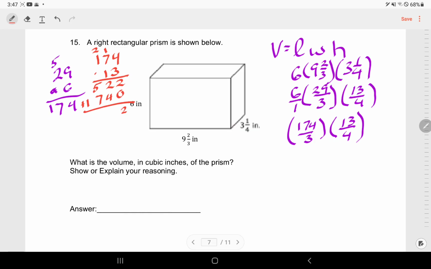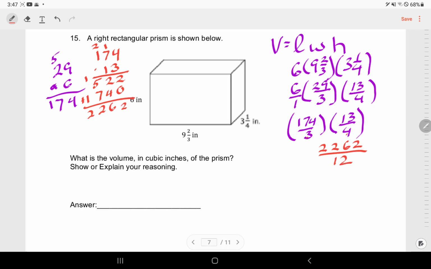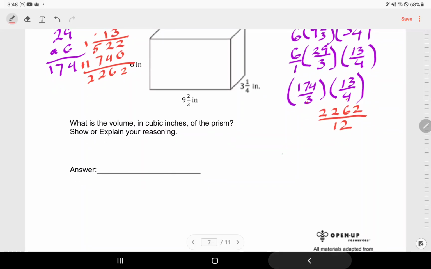4 plus 2 is 6. 5 plus 7 is 12, carry 1. 1 plus 1 is 2. And so that equals 2,262 over, well, 3 times 4 is 12. And so now we have to divide. So 12 goes into 2,262.